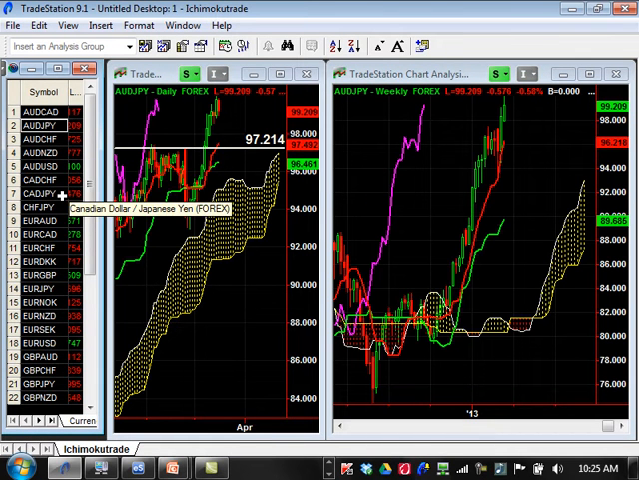Australian yen still going very strong, bullish trending on both the daily and weekly. So there's nothing really to talk about on there. Support on this one, a minor support, is going to be about 96.21.